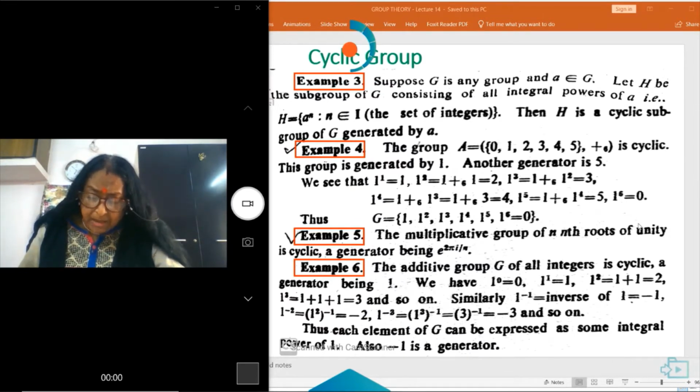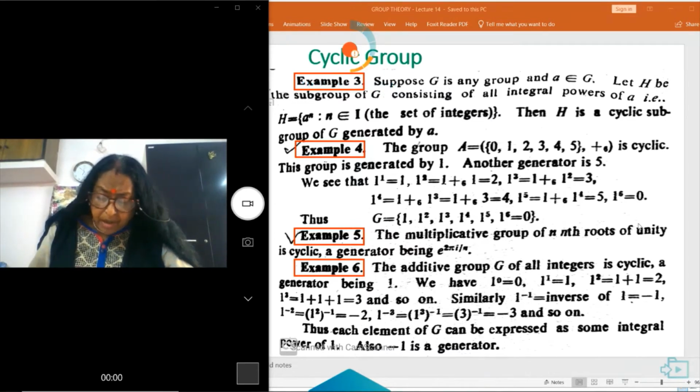We have 1 to the power 0 is 0. Sorry, 1 to the power 1 is 1, 1 square is 2, here with addition, 1 cube is equal to 3 and so on. So, the additive group of all integers is cyclic, the generator being 1.